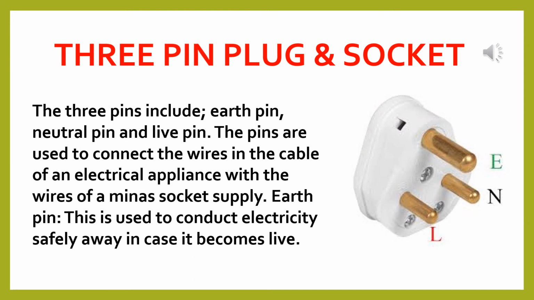Now the next one is the 3-pin plug and socket. The 3-pin plug includes the earth pin, neutral pin and live pin. The pins are used to connect the wires in the cable of an electrical appliance with the wires of the mains socket supply. The earth pin is used to conduct electricity safely away in case the appliance becomes live. See the diagram. Earth pin for E, neutral pin for N and live pin for L. Like this they have been located here.